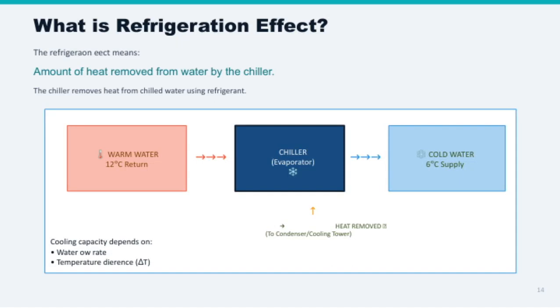Let's talk about what controls cooling capacity. It depends mainly on 2 things: the water flow rate and the temperature difference, or delta T, between supply and return water. Cold water at 6 degrees Celsius enters the chiller's evaporator. The chiller removes heat from this water, warming it to about 12 degrees on return. This heat is then sent to the condenser or cooling tower. The refrigeration effect is simply the amount of heat the chiller pulls out of the water. That's the core of how cooling works here.